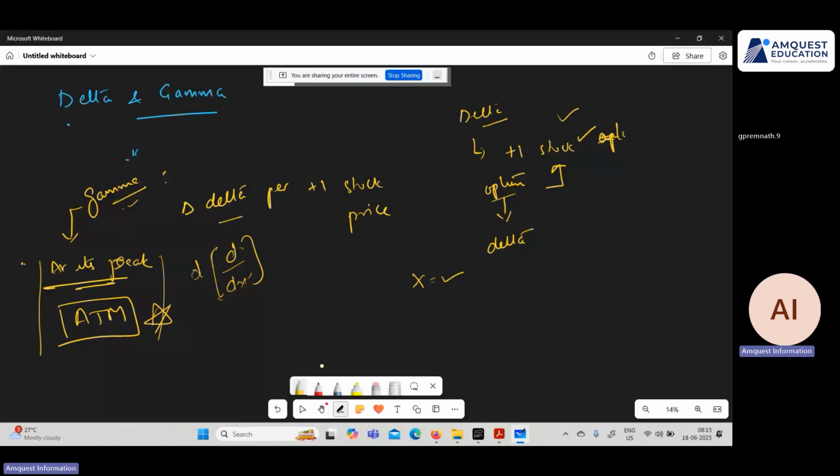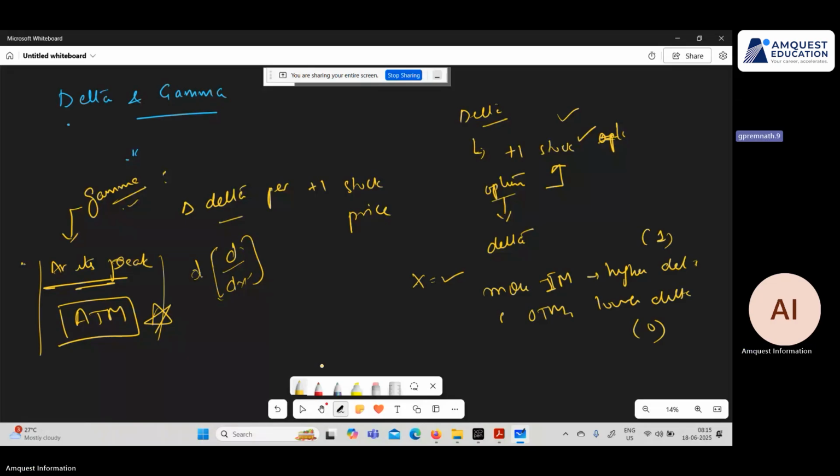Again, as I said, in absolute terms, you should always remember the more the ITM, the higher the delta. In absolute terms, the more the OTM, the lower the delta. And since I'm using the word absolute, it means this is closer to 1, this is closer to 0. Are we good?